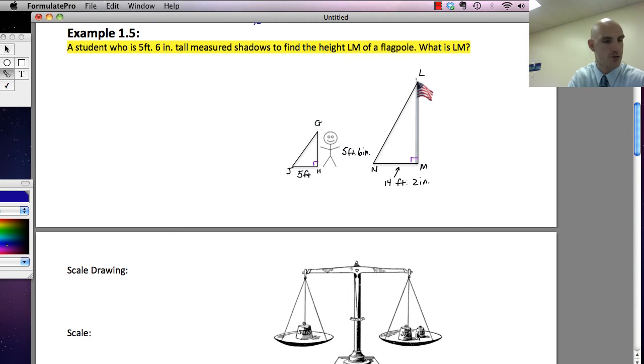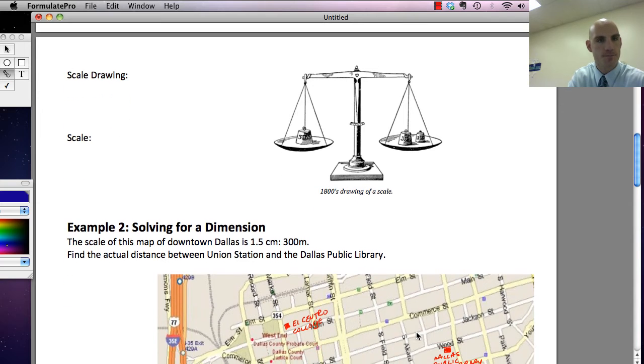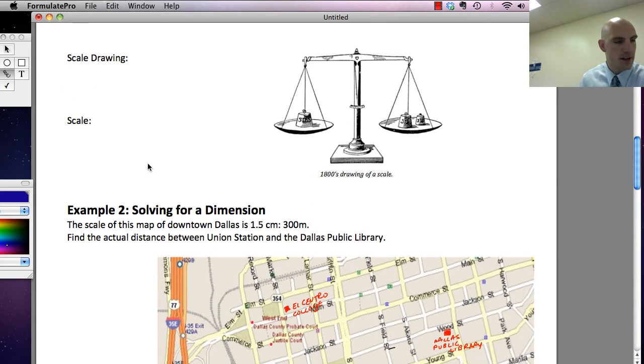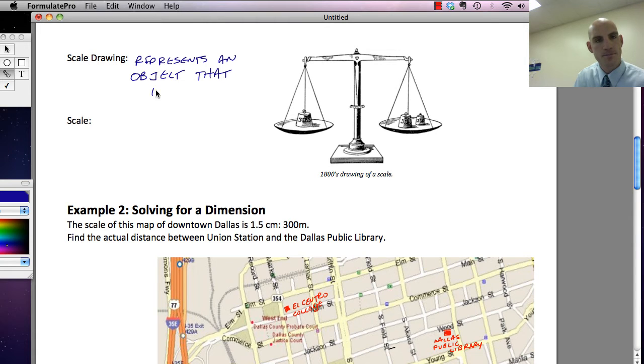We're going to talk about scale drawing. A scale drawing represents an object that is larger or smaller than actual size.